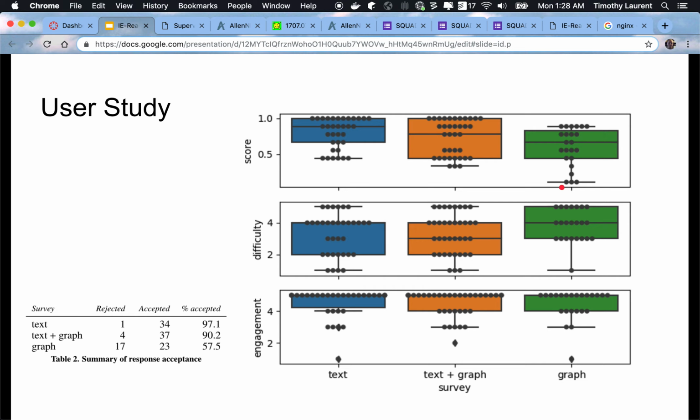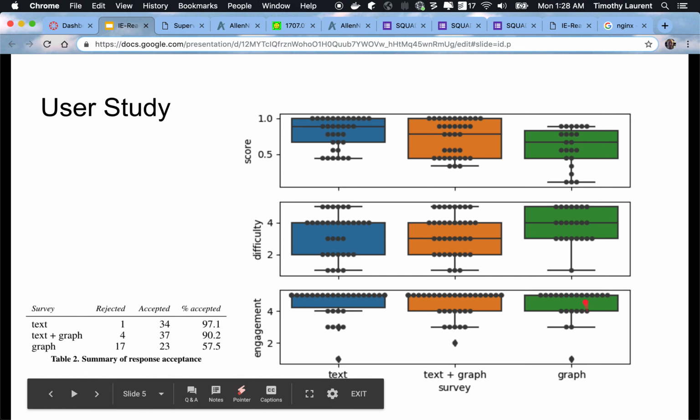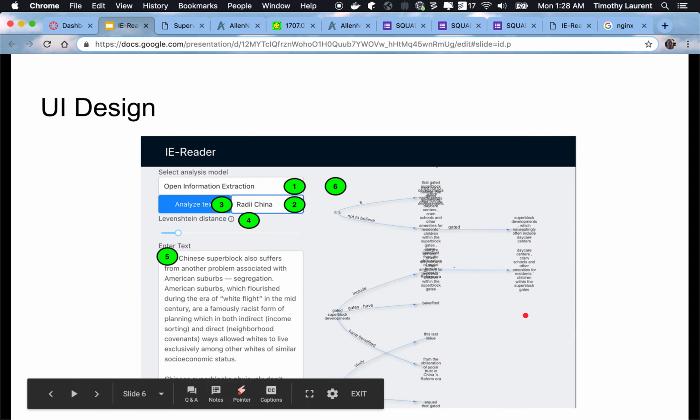Although we can tell that the median score was just one under the median score for the texting graph, which was also just one under just the text. So there was a whole lot of information present in the graph that the users were able to use to answer the test. Yeah, they did find it more difficult on the whole, though.